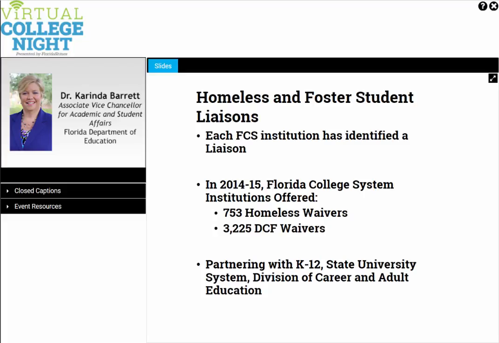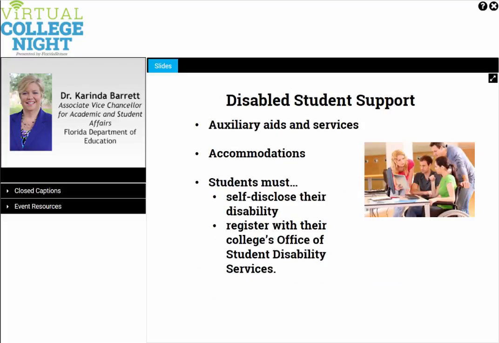In 2014-15, Florida college system institutions offered 753 homeless waivers and 3,225 Department of Children and Family waivers, which included former foster students and students who have been adopted or in the care of relatives. We're partnering with other divisions within the Department of Education to ensure a smooth transition and to increase the number of students who go to college.